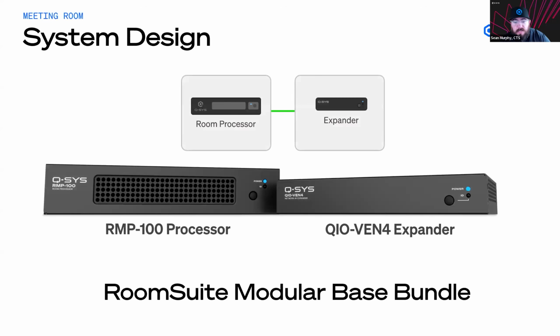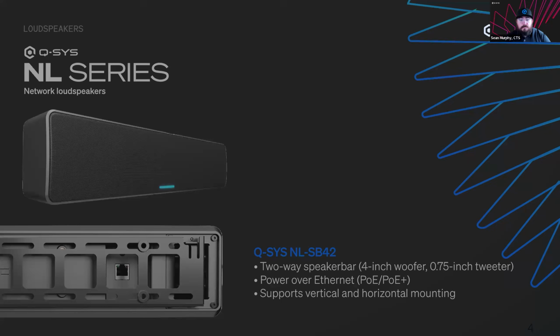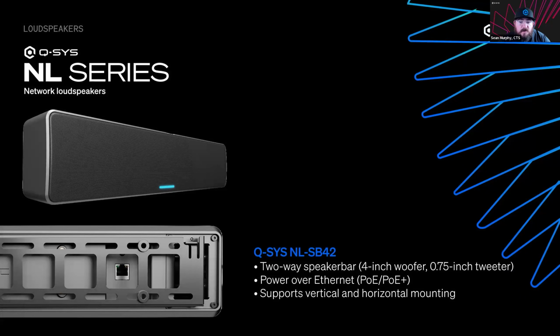So obviously we need the base bundle first with the RoomSuite processor connecting to the expander. We'll use our NM series tabletop mics. These have a 360-degree coverage and a diameter of 4.3 inches, so they're very small. We're going to use 2 of those for now. And then we have our NLSB 42s. Let's just keep the speakers out of the ceiling for now. We'll put one on each side of the display mounted vertically so it looks nice and neat.